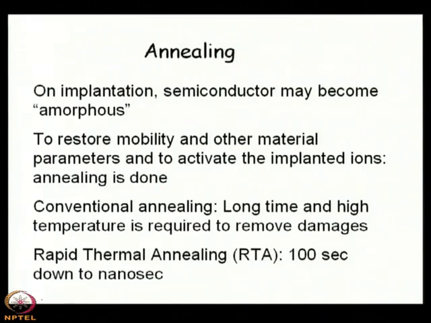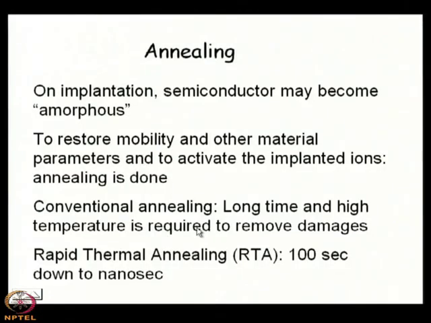For activation, you need not use 600, 700, or 1000 degrees centigrade. For activation, 440, 50, or 60 degrees is sufficient. Okay. So, there are two types of annealing: one is known as conventional annealing, another is rapid thermal annealing, which is known as RTA.